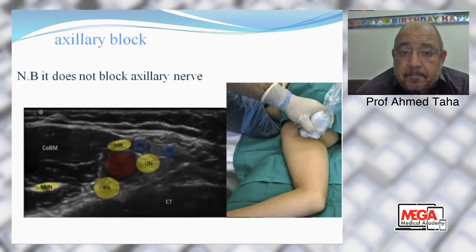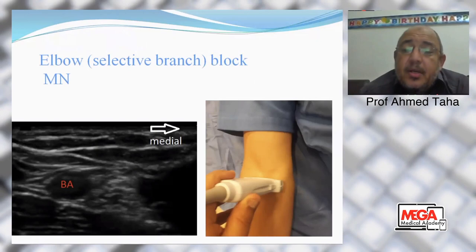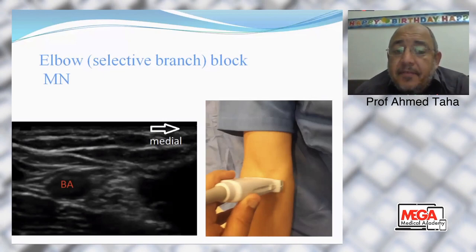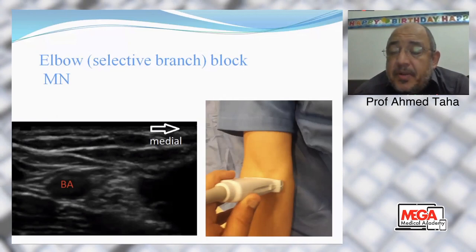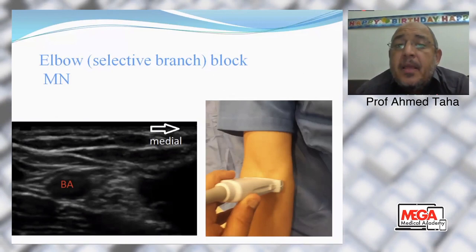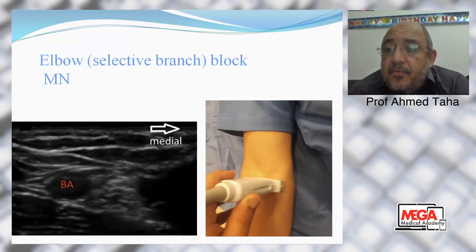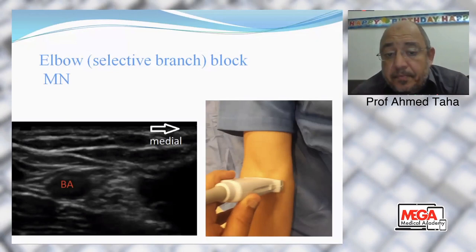Lastly, the technique of the elbow block, where you separate these branches of the brachial plexus separately. We have three branches crossing the elbow: the median, ulnar, and radial, and some cutaneous branches, which are the medial cutaneous nerve of the forearm, the lateral cutaneous nerve of the forearm, and the posterior cutaneous nerve of the forearm. The posterior cutaneous nerve of the forearm is a branch of the radial, and the lateral cutaneous nerve of the forearm is a branch of the musculocutaneous, while the medial cutaneous nerve of the forearm is a branch of the medial cord.